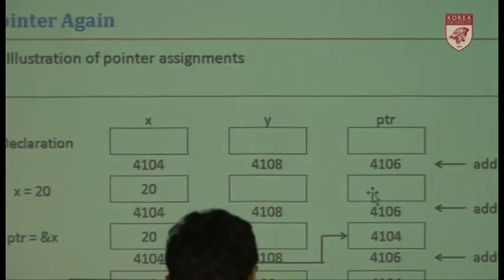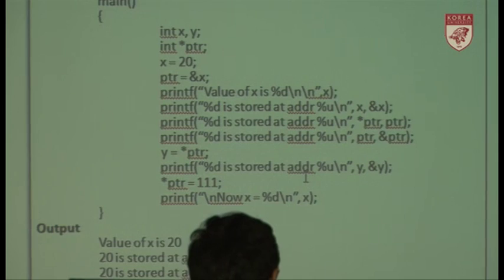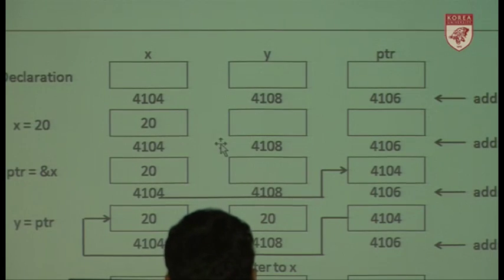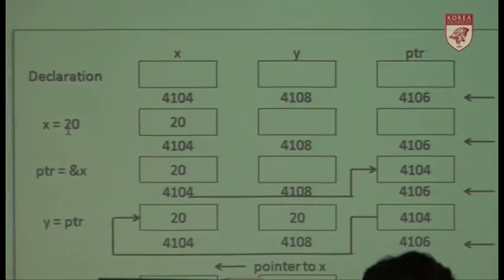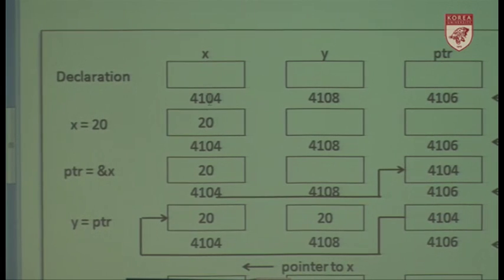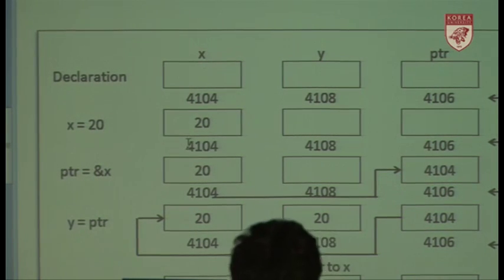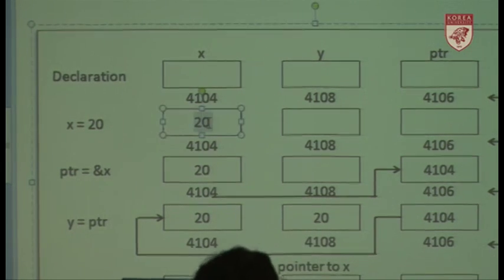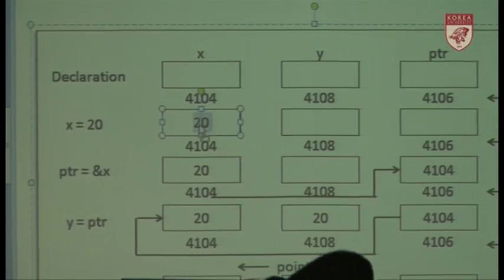So in here we should have y equals star ptr. That means please assign the value in the ptr, which is x, to y. Okay, then y's value is 20. So like this: when you say x equals 20, then the memory space pointed by 4104 is filled with 20, right?